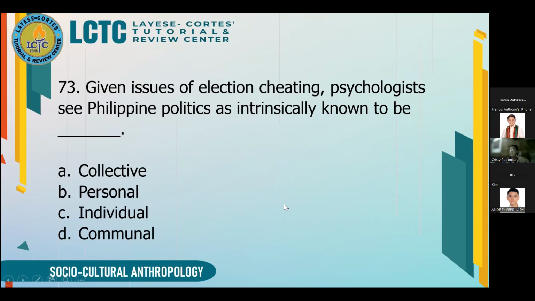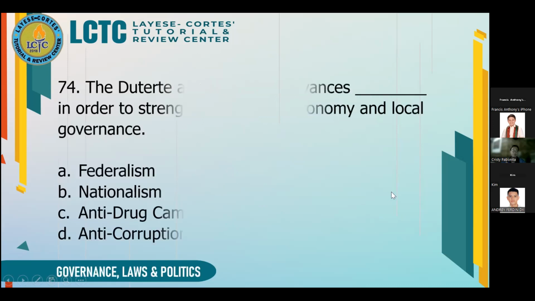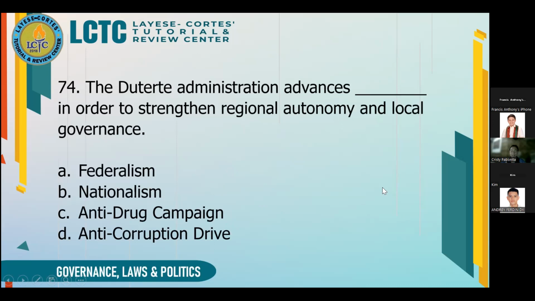It was politically, yes, political issues. I think it was already announced today that the only angle or reason why he was killed or ambushed at his own residence is political. It was politically motivated, the ambush by his opponent. We will not mention more. Okay, so personal. 74, the Duterte administration advances blank in order to strengthen regional autonomy and local governance.